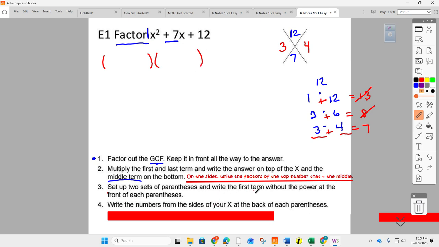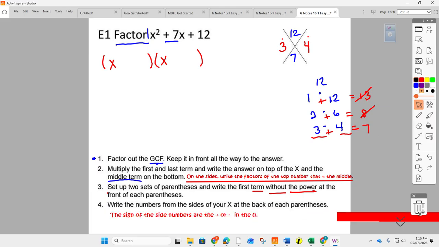And then write the first term without the power. The first term is x squared, so we're going to write x here, and it says in front of each parentheses, the front spot, x and x. Now we're going to write the numbers from the side of our x. In this case, it's 3 and 4. Make sure you look at the signs. The signs tell you whether there's going to be a plus or a minus in here.